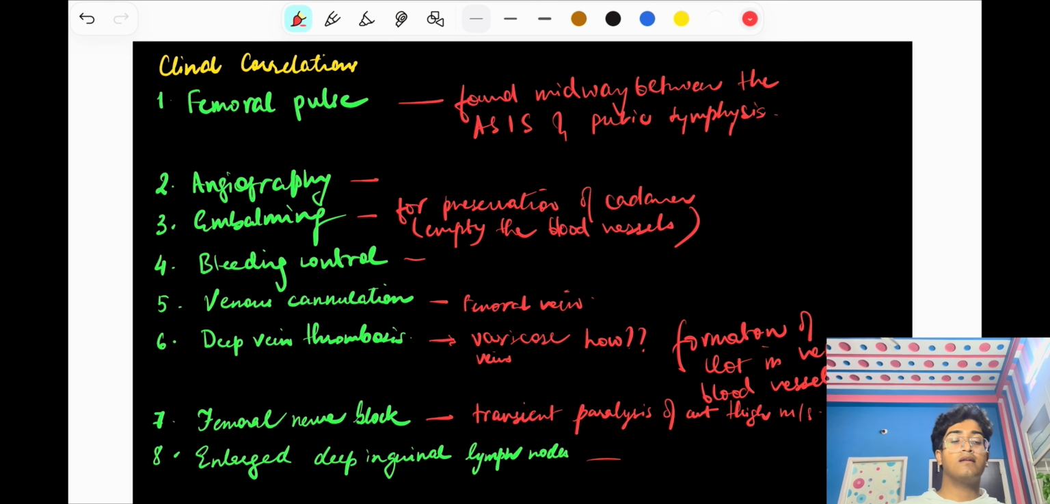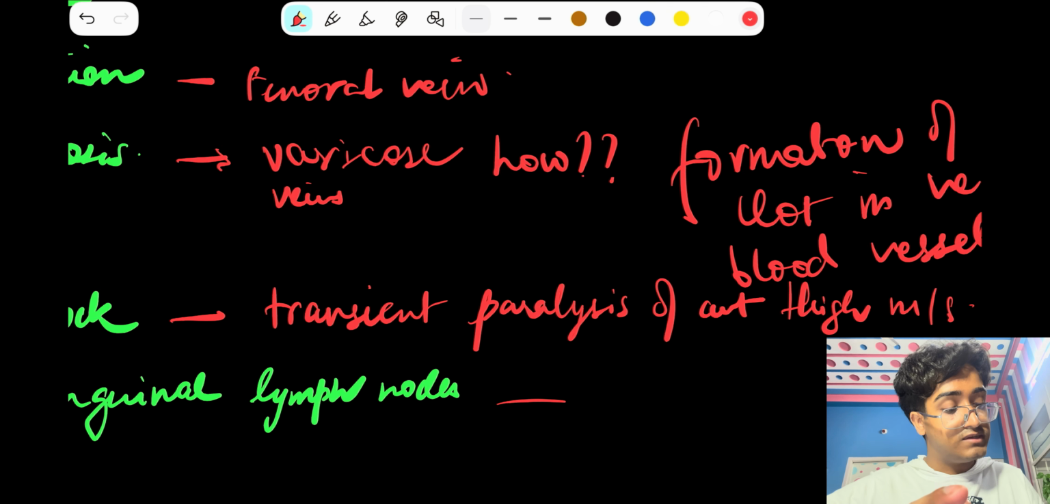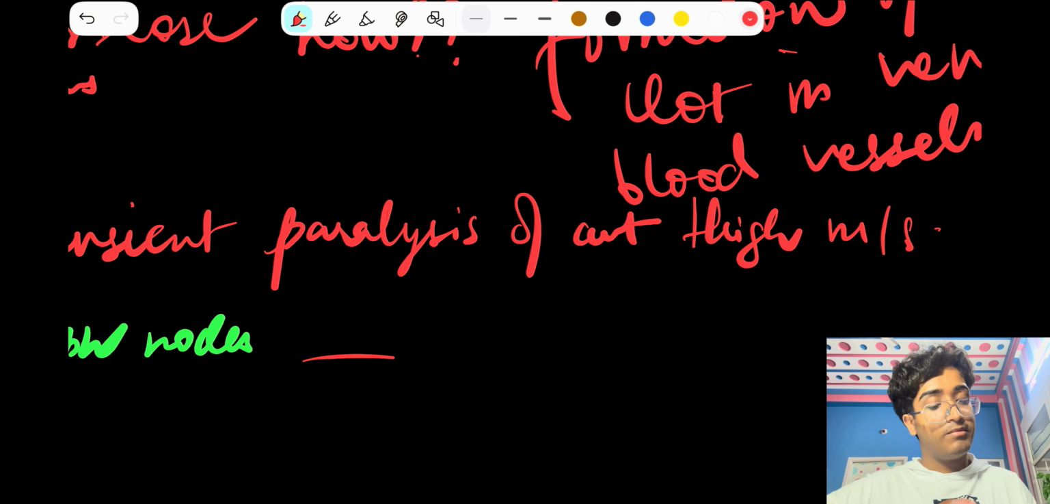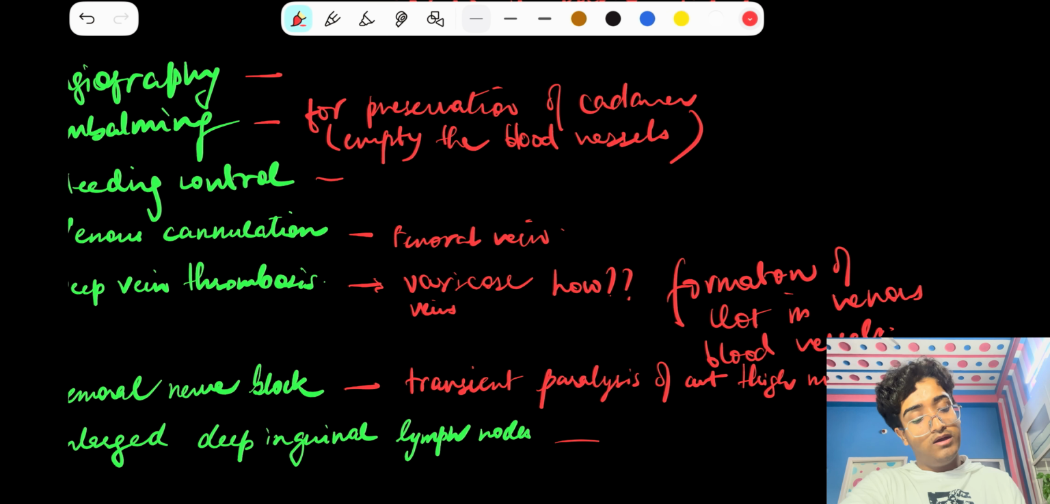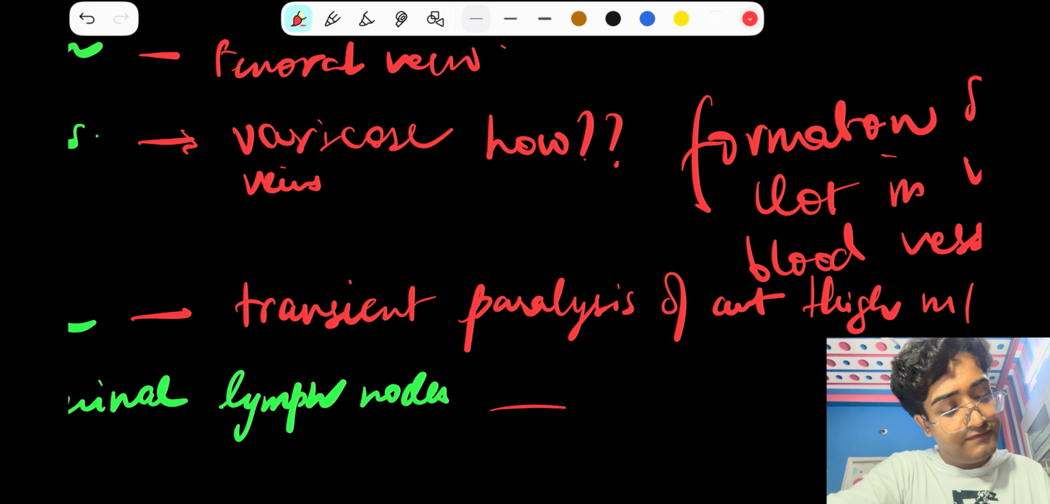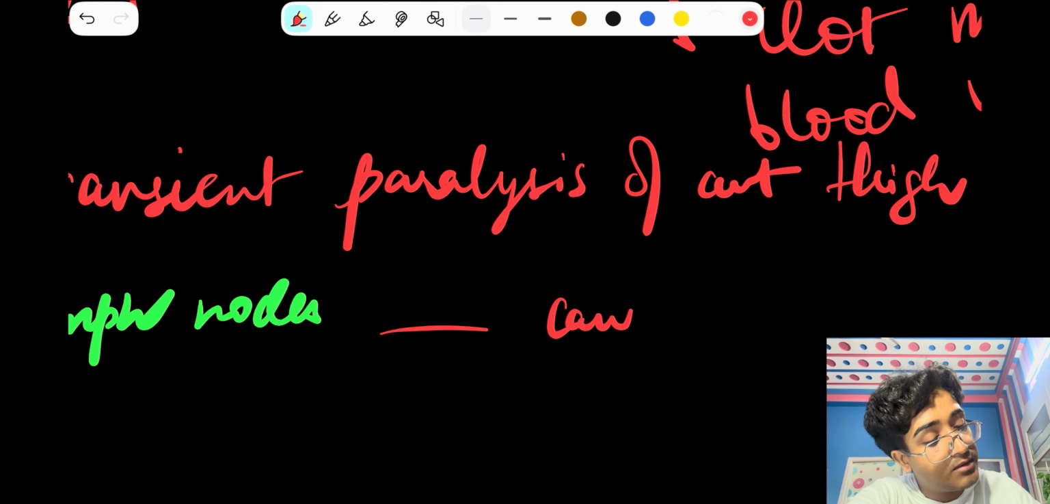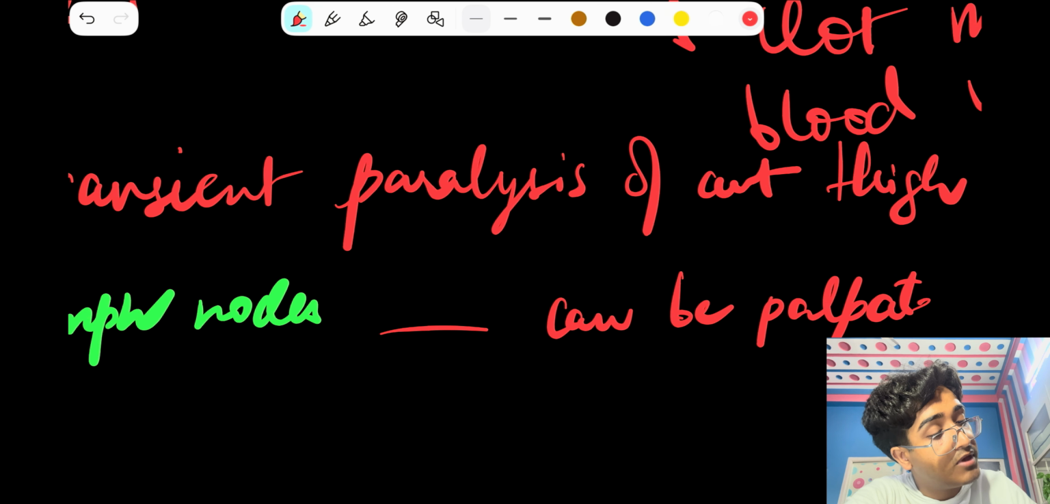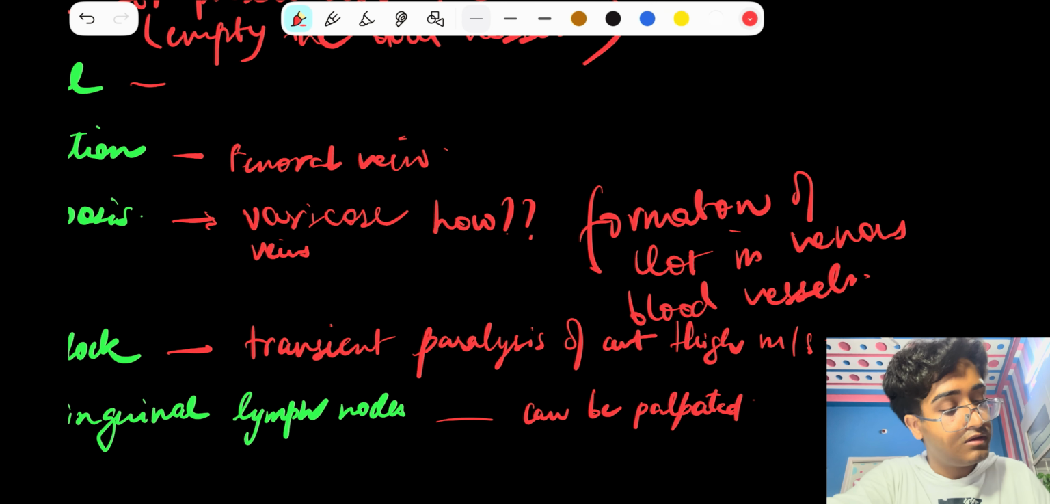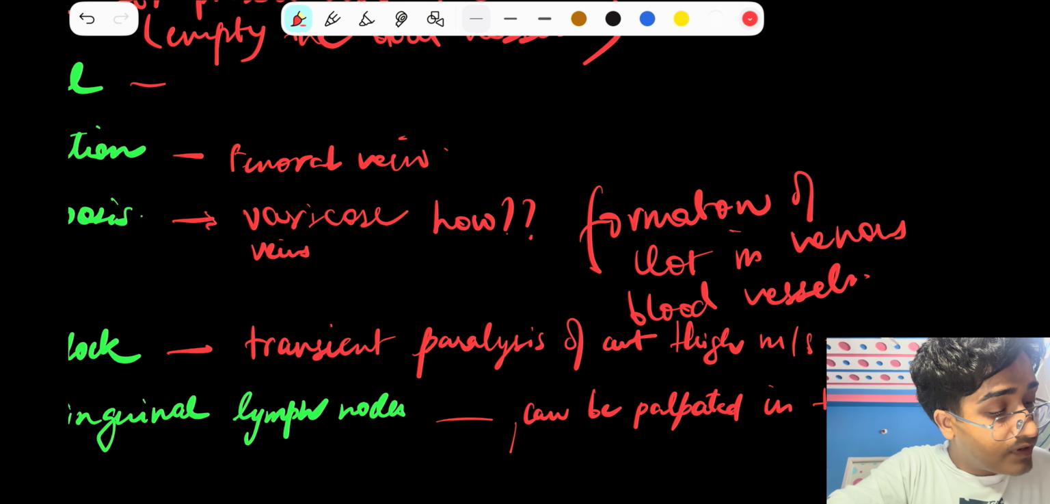In case of infections, maybe bacterial or parasitic infections, the deep inguinal lymph nodes, or the lymph nodes of Cloquet, get enlarged and can be palpated in the femoral triangle.